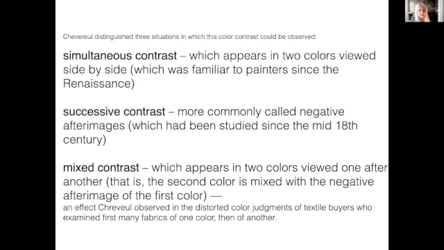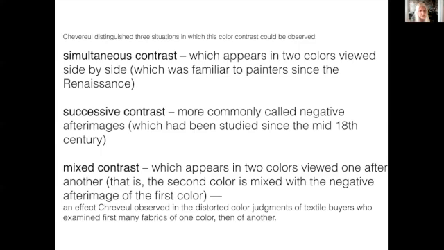It was really interesting. So we have simultaneous contrast, which appears in two colors viewed side by side, which was familiar to painters since the Renaissance. And then we have successive contrast, more commonly called negative after image, which is that idea of the light bulb and that kind of after image that you see when you look at a color. So we just saw an after image, right?